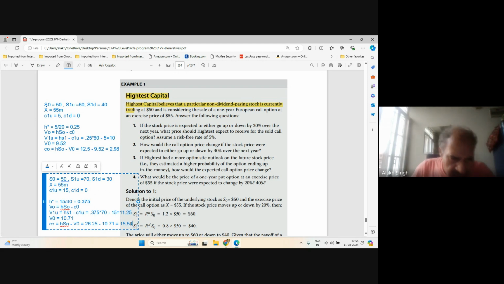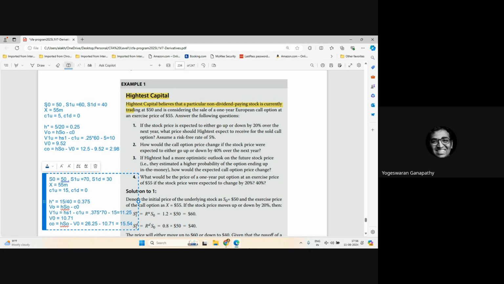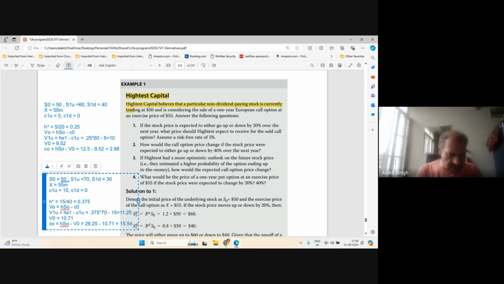15.54. Okay. So you see the impact of volatility: when volatility increases, and how much did it increase? Earlier the volatility was 20 and it became 40. So if volatility increases, the price of the option increased from 2.98 to 15.54.